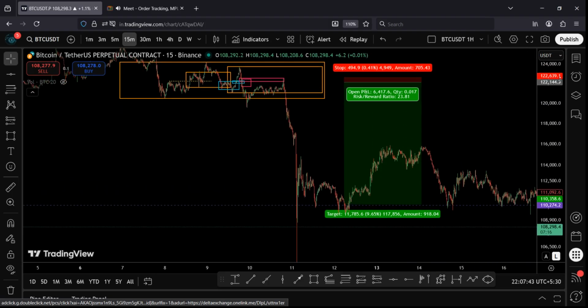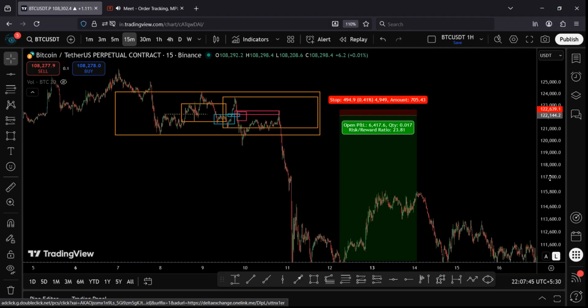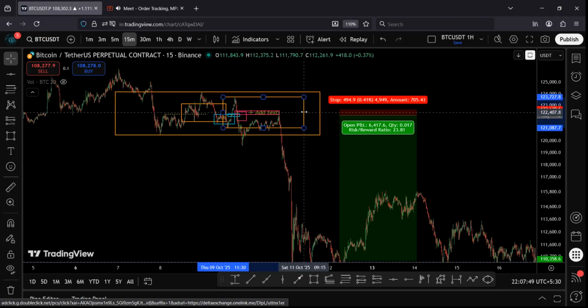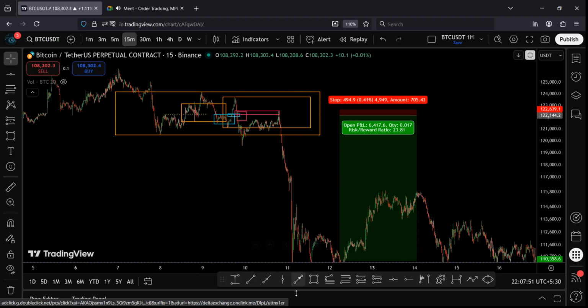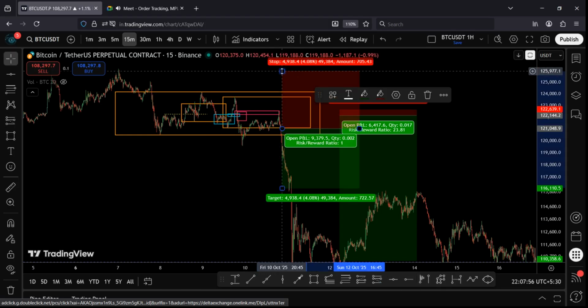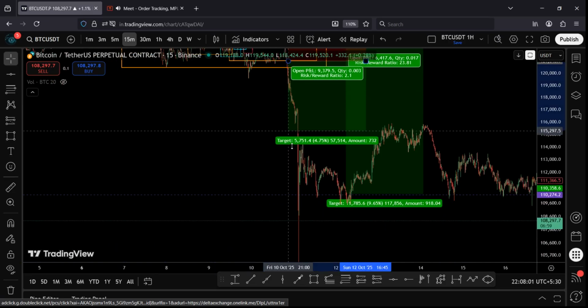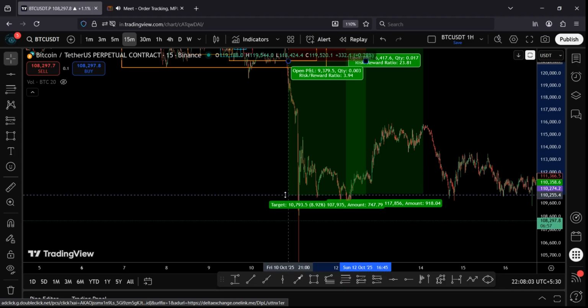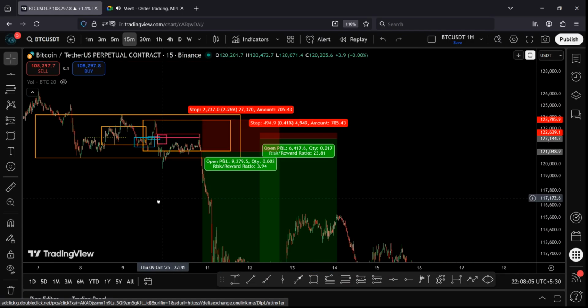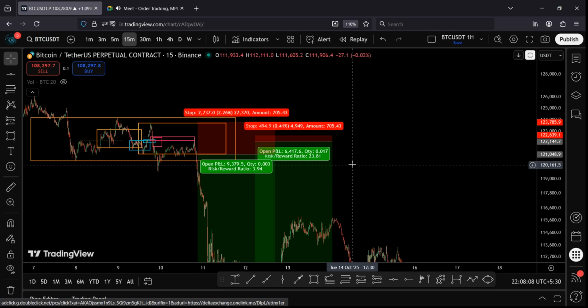What will happen? This trade becomes 1:23. But in the past we were trading this bigger zone, so this was only a 1:3 trade. Okay, like 1:3.94 versus 1:23.81. So this is the benefit of learning order tracking, and I think we should stop here.